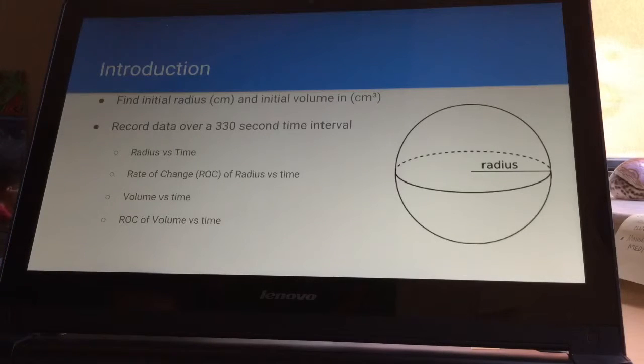First, we will have to find the initial radius and calculate the initial volume, using the formula 4/3 pi r cubed, which equals the initial volume. The time frame of data recorded is 330 seconds. From the data, we will determine radius versus time, rate of change of radius versus time, volume versus time, and rate of change of volume versus time.